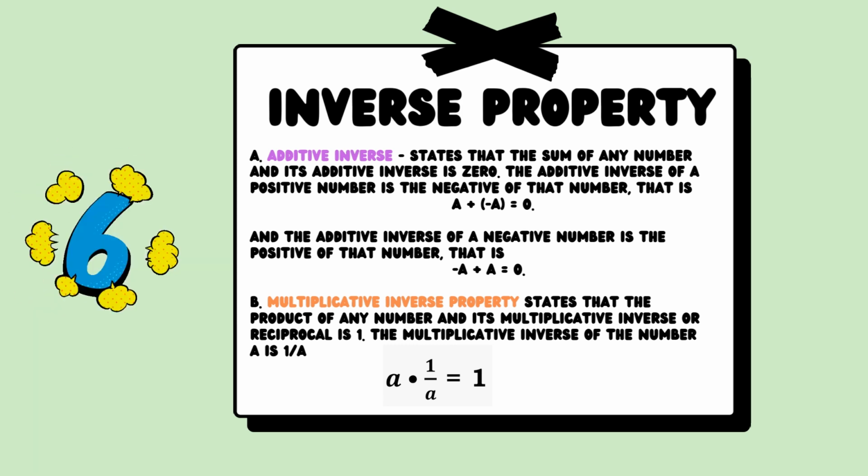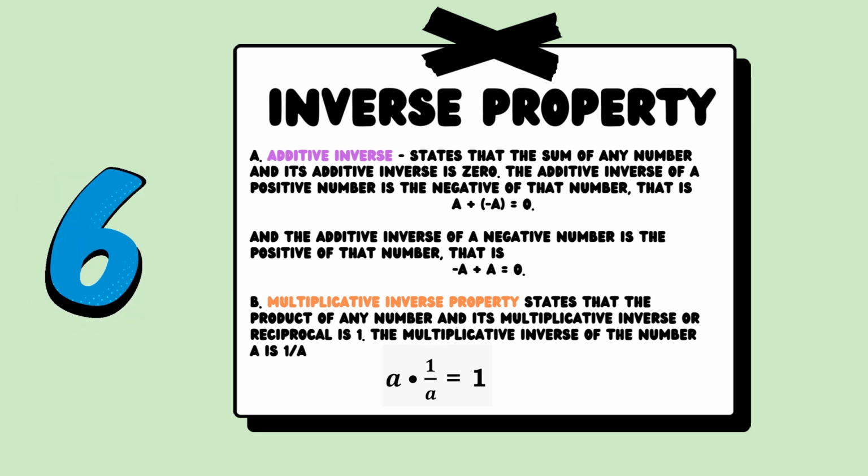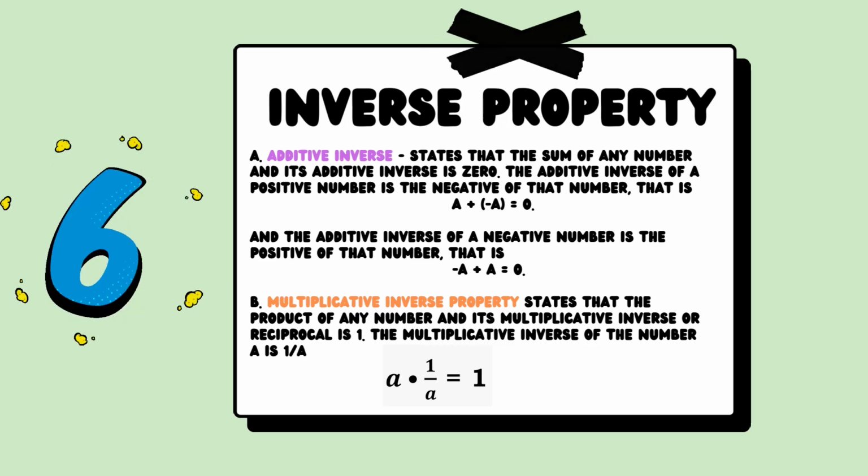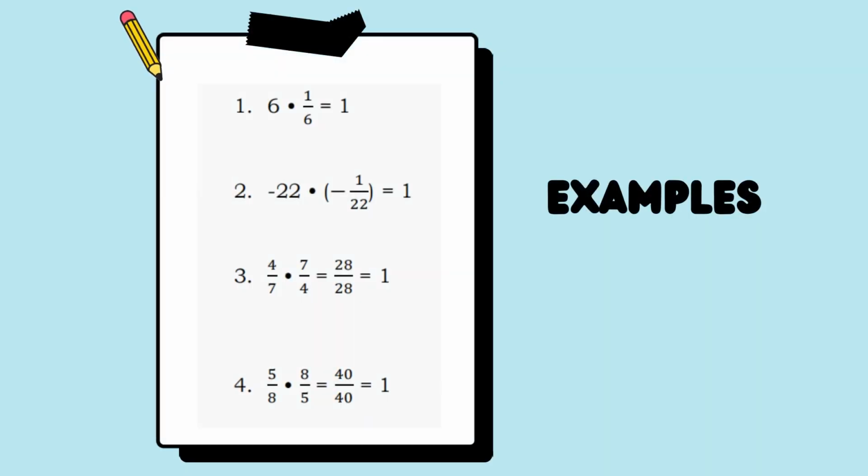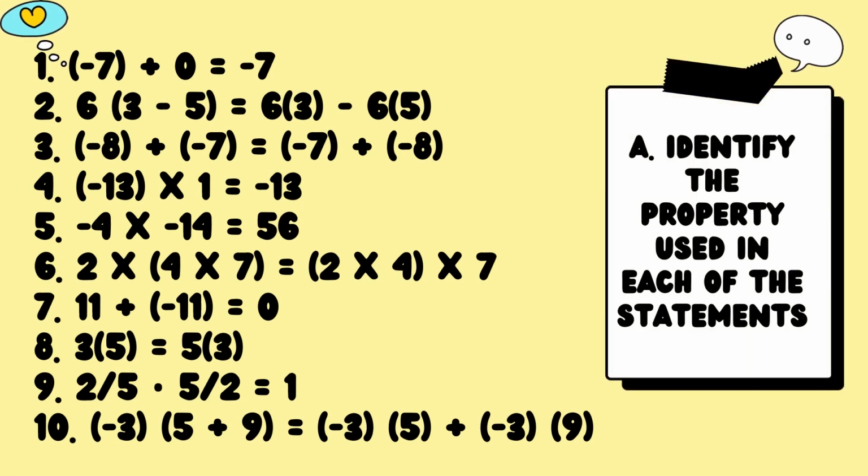So like that. Remember, A has a denominator of 1. Remember that all the numbers, its denominator is 1. Yun ang tandaan ninyo. Okay, so for example, 6 times 1 over 6 is 1. Negative 22 times 1 over negative 22 is 1. 7 times 7 fourths is 28 over 28 or simply 1. 5 eighths times 8 over 5 or 8 fifths is 40 over 40 or 1. So they are reciprocal.